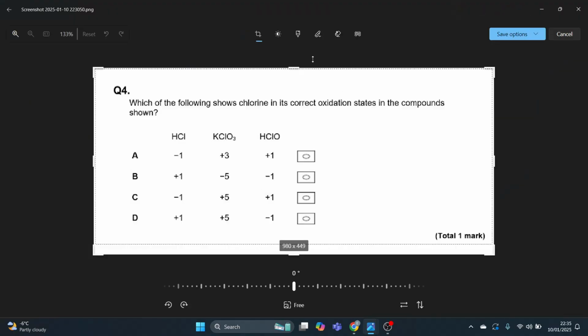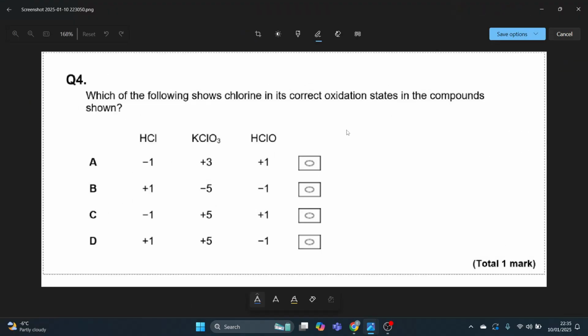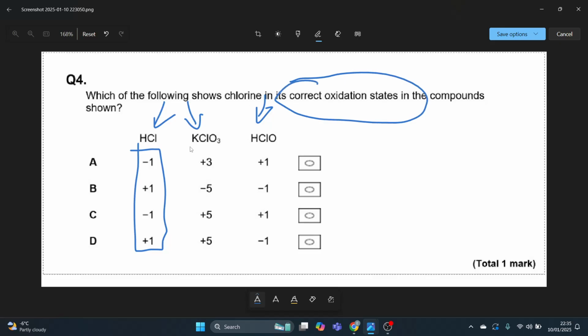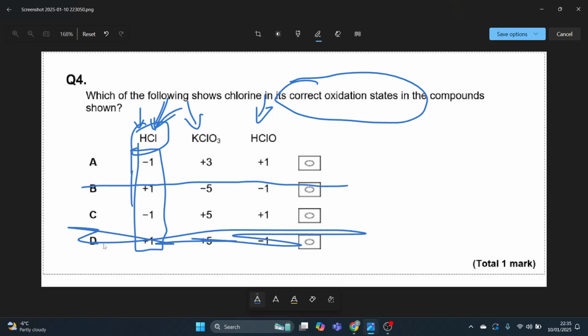Question 4, which of the following shows chlorine in its correct oxidation state in a compound? So what I would do first is I can see, obviously we've got 3 columns, so it's not an extremely easy type of question. It's going to require a bit more thinking than usual, just a tiny bit. But what I'll do is look at the first column, and in this case, chlorine, well, that's +1, it's got to be -1. So it can't be B and it can't be D.